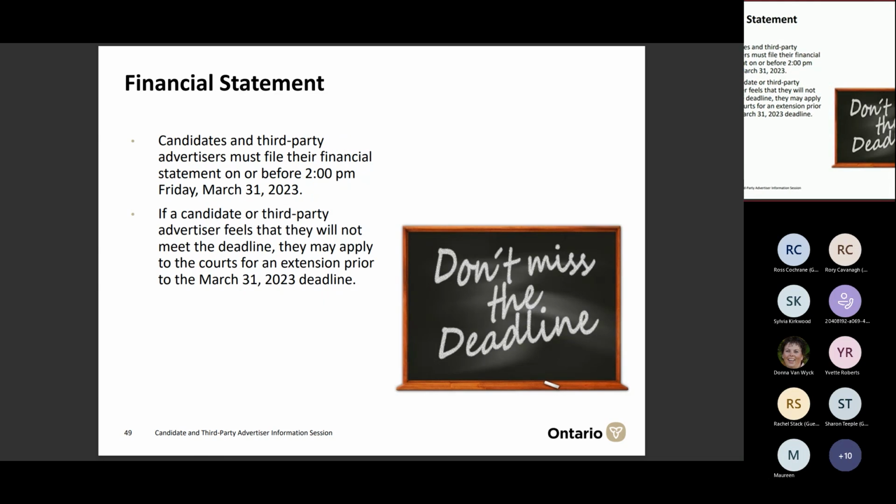Financial statements. Section 88.25 of the Municipal Elections Act. All candidates are required to file Form 4 with the clerk regardless of how much or how little they spent or fundraised. If you filed a nomination form, you must file a Form 4. This form is required even if you withdrew your nomination or were acclaimed. If you were registered as a third-party advertiser, you must complete Form 8.